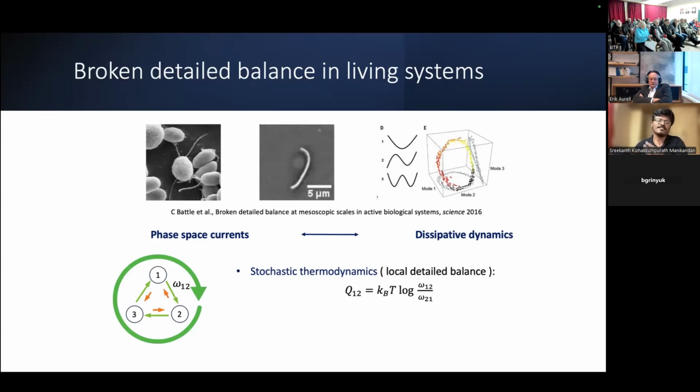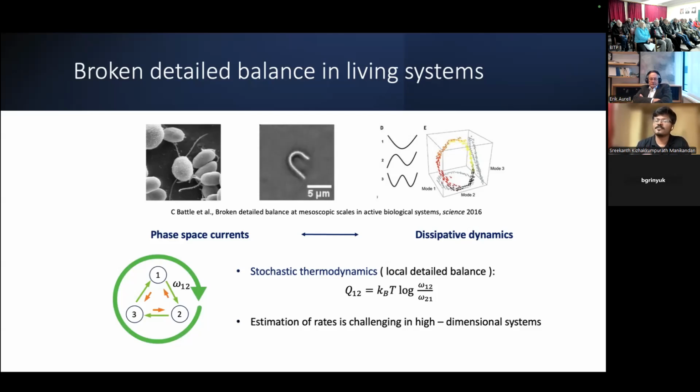And then extending the ideas from equilibrium statistical physics, you say that the ratio of the rates of transition in the forward and the reverse direction between, let's say, these first two states would give you the heat dissipated in that particular process. Now, this is a hypothesis, and this hypothesis correctly gives you the equilibrium statistics when the process is actually in equilibrium.